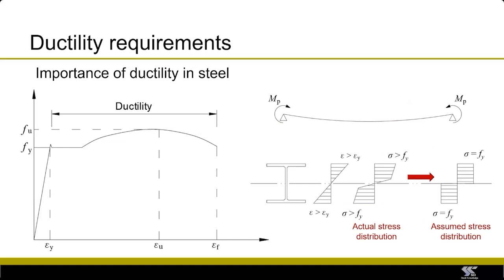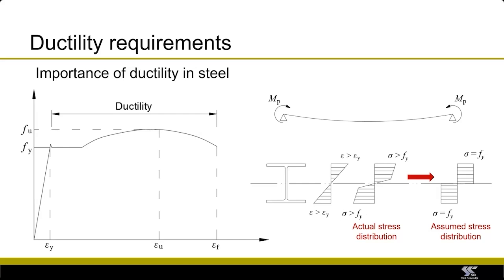So in this slide, you can see the actual stress distribution in the beam cross-section when it reaches its plastic bending capacity. You can see that the portion of the cross-section that is closest to the neutral axis is still within the elastic range, and that the fibers that are furthest away from the neutral axis might develop stresses that are larger than the yield stress because of strain hardening.